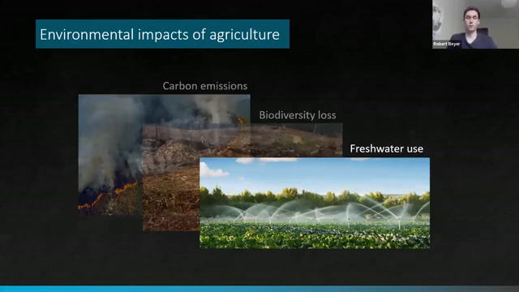And finally, freshwater use. Agriculture is responsible for about 70% of freshwater use, which always seems just so high when you think of taking your shower in the morning or making food or putting on your laundry, and you think, oh, so much water use, but none of that is comparable to what we use for food production.